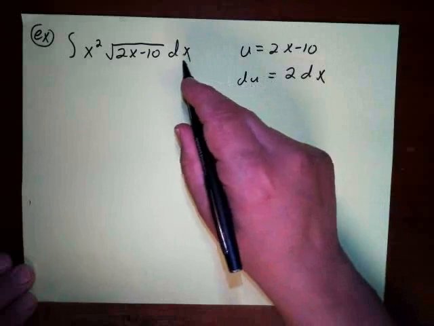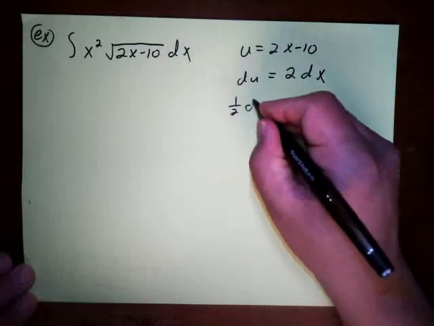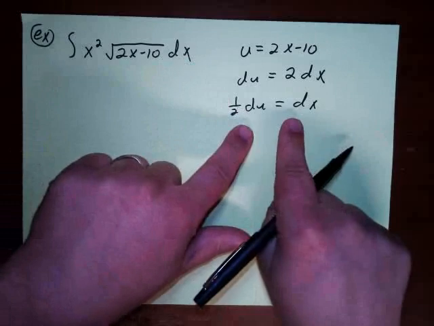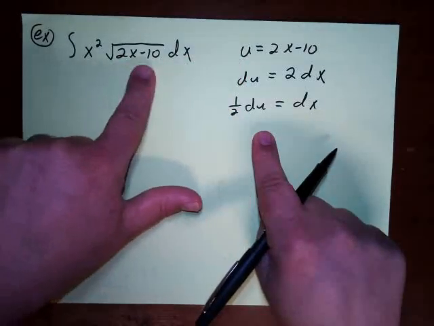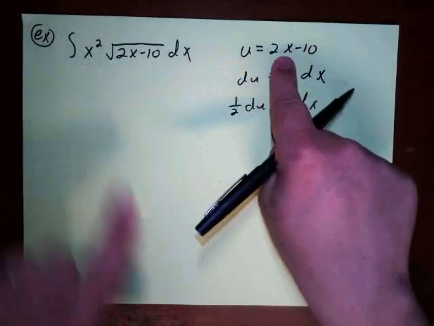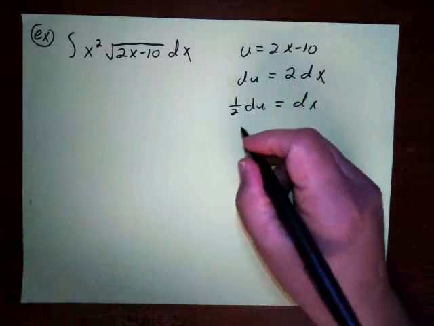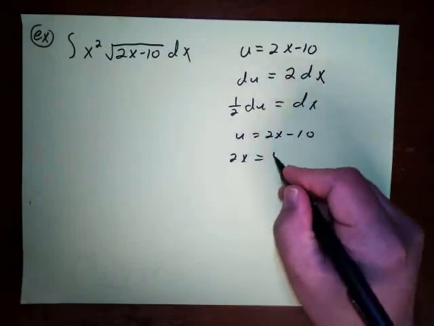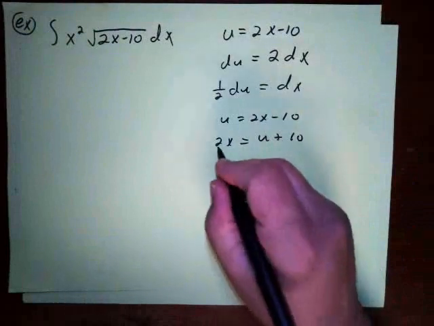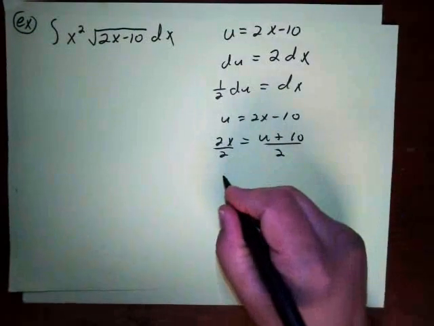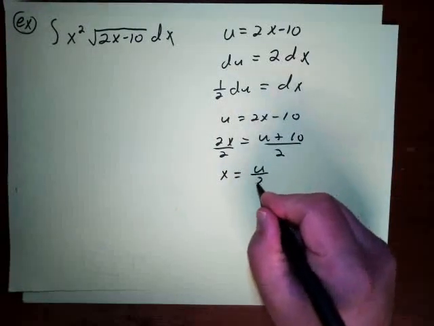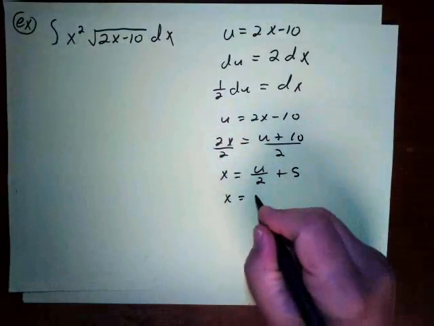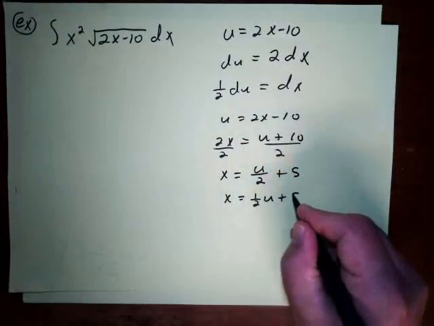So I could do the substitution there, except I'm going to bring the 1/2. I'm going to switch the dx out for 1/2 du is equal to dx. So I'm going to place this in for the dx, and in for this I'm going to put u, but then I need to solve this thing here for x. I got u equals 2x minus 10. So 2x is equal to u plus 10, moving 10 to the other side. Dividing both sides by 2, I get that x is equal to u over 2 plus 5. I think it's going to be easier in a moment because I'm going to have to FOIL this out, making this 1/2 u plus 5.